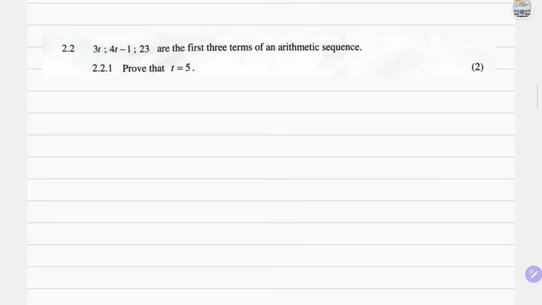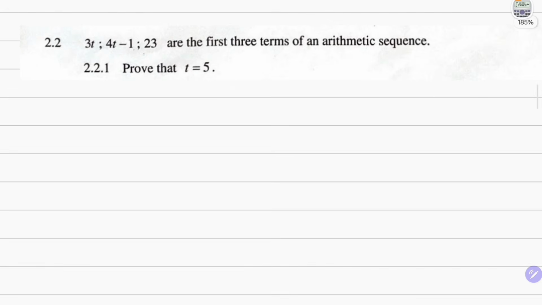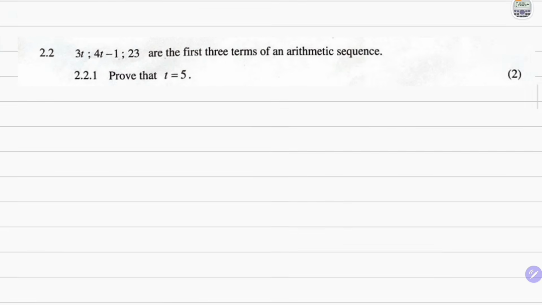Question 2.2 says 3t, 4t minus 1, and 23 are the first three terms of an arithmetic sequence, and we need to prove that t equals 5. So find the value of t.